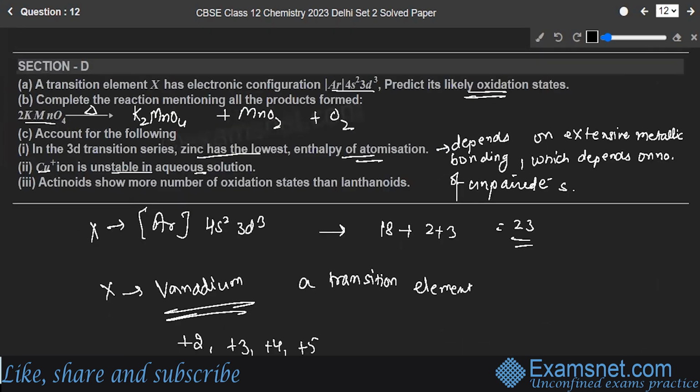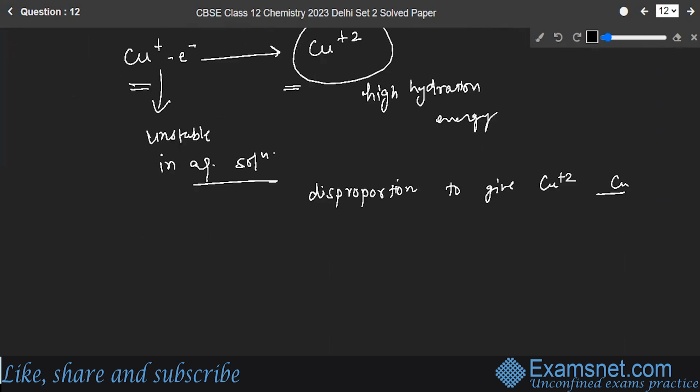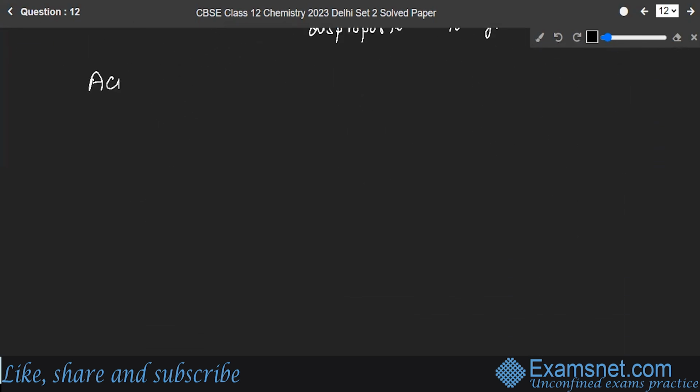Now let's move to the last part of the question. Actinoids show more number of oxidation states than lanthanoids. Actinoids have a greater range of oxidation states.